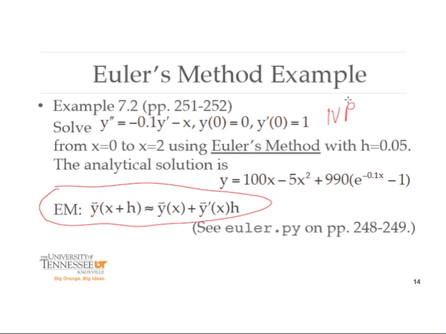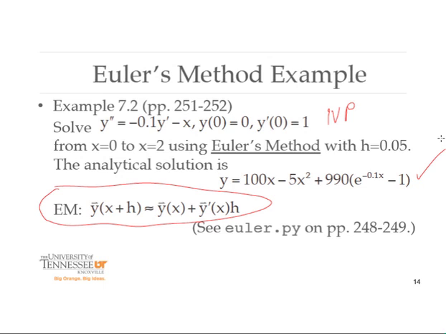And we're going to solve it from 0 to 2 with increments of 0.5. So that's just the step size that we're going to take to march our way from x being 0 all the way to 2. And we're going to march using Euler's method. And it's just handy to know that this particular second order ODE has an analytical solution. It involves an exponential e to the minus 0.1x. And we can use that to see how well we're doing in terms of using Euler's method to approximate it.